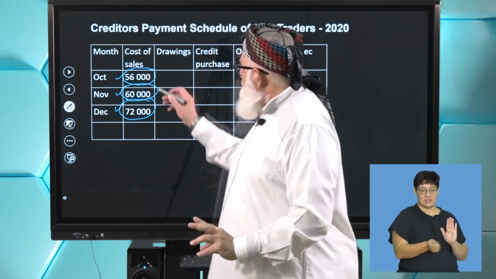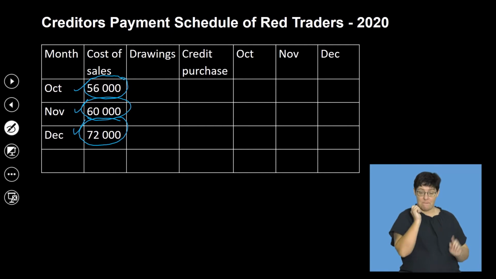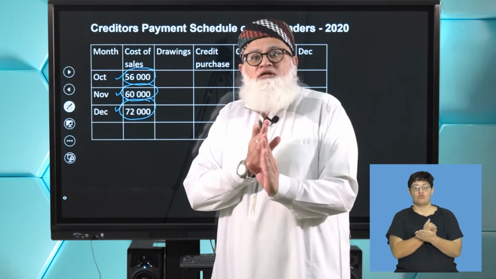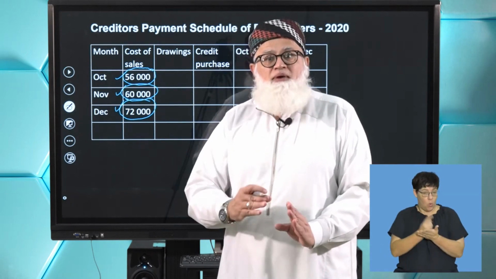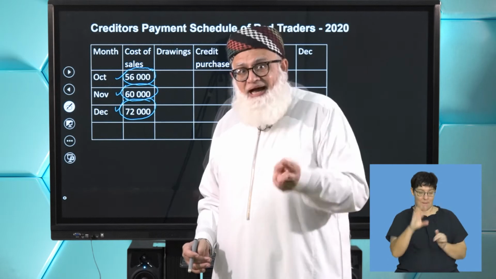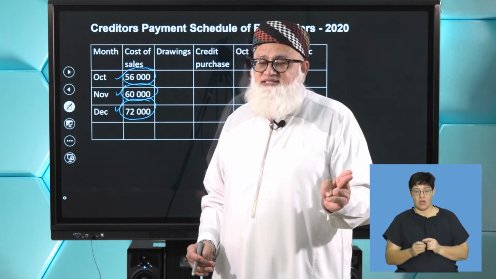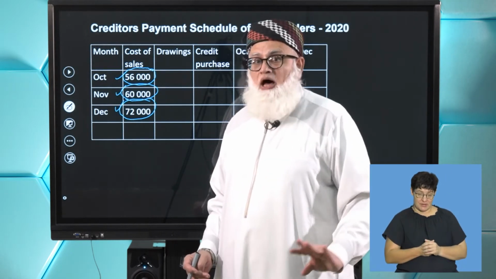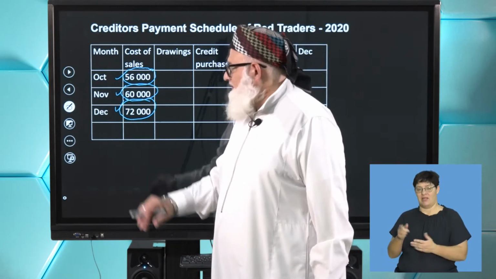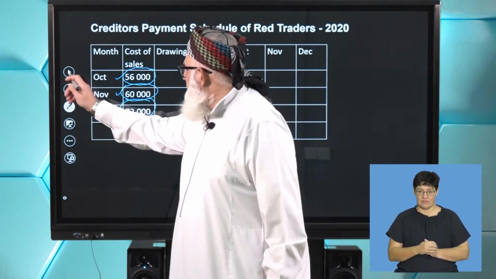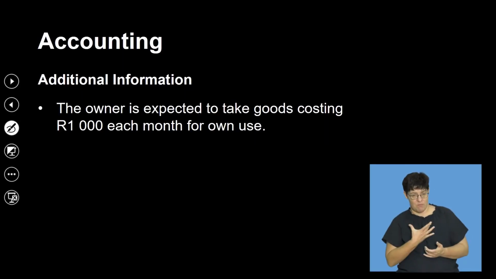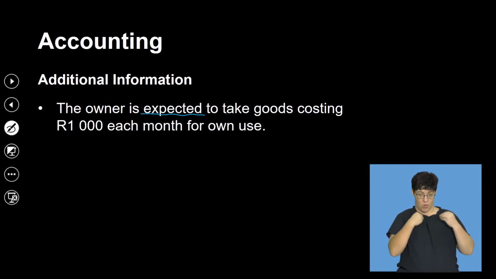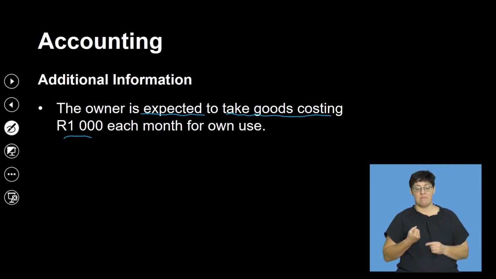Then, once you've ascertained the cost of sale, in this particular question, it's saying all purchases are on credit, but it may not necessarily be so. You may get percentages where you have to break up your cost of sales into cash purchases and credit purchases. But for our example, all purchases are on credit. Okay, so we've got that one there. In our additional information, we were told that the owner is expected to take goods costing 1,000 Rand each month for own use. Watch this here.